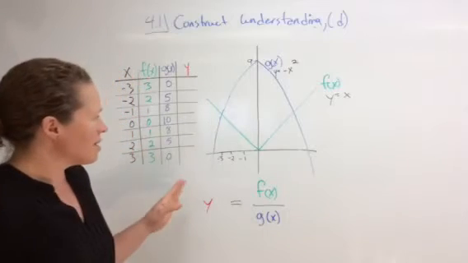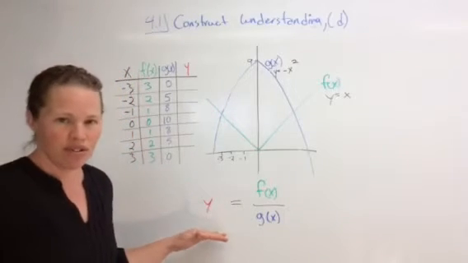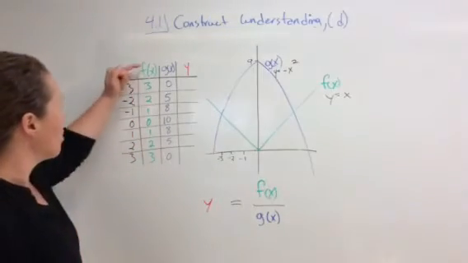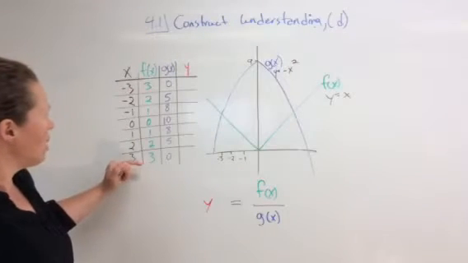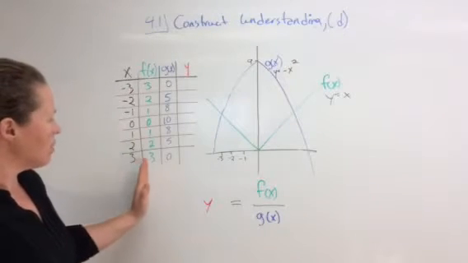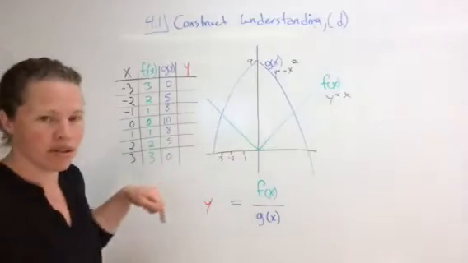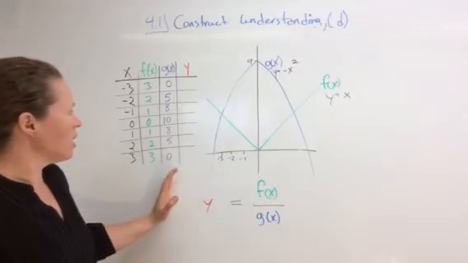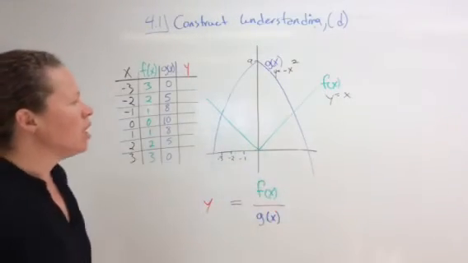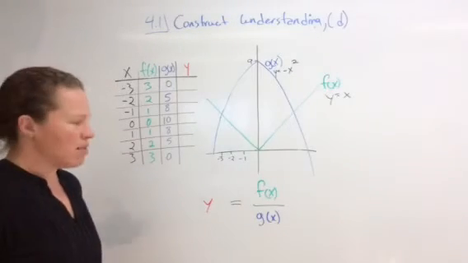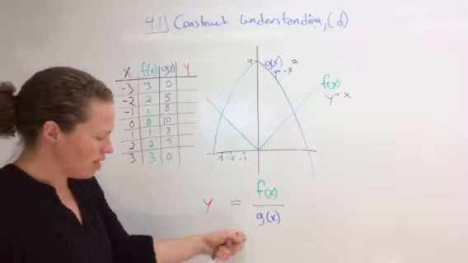Now, when it asks us to combine these two functions in this way, we write out our y values for these x values, for f of x, which is color-coded green, and g of x, which is the blue one. And then we're going to divide them. So it says f of x divided by g of x.